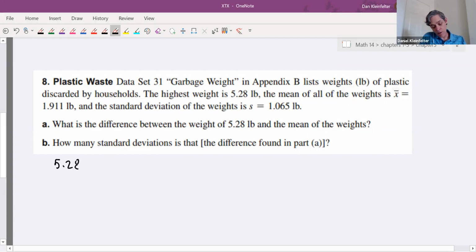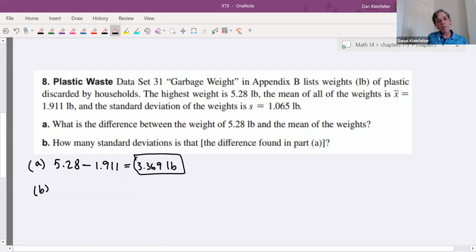All right, so 5.28 was the maximum. We're going to subtract from it the mean, which was 1.911. So that will give us 3.369 pounds. Okay, that is our answer to A.